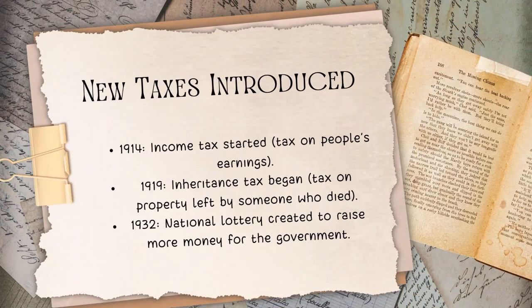Further tax measures were introduced during the American period. First is the income tax in 1914, which required individuals and businesses to contribute a portion of their earnings. Next is the inheritance tax in 1919, imposing levies on property transfers after death. Next is the National Lottery in 1932. These aimed at generating additional government revenue, though insufficient to meet the growing fiscal demands.